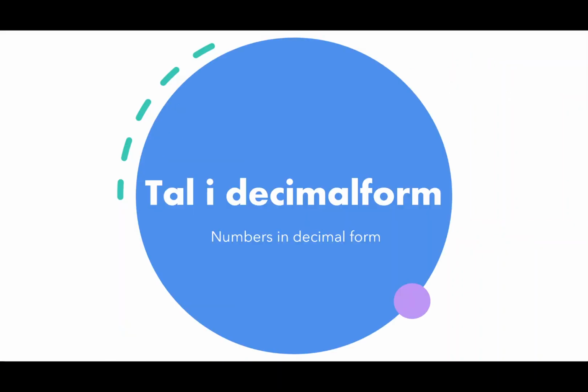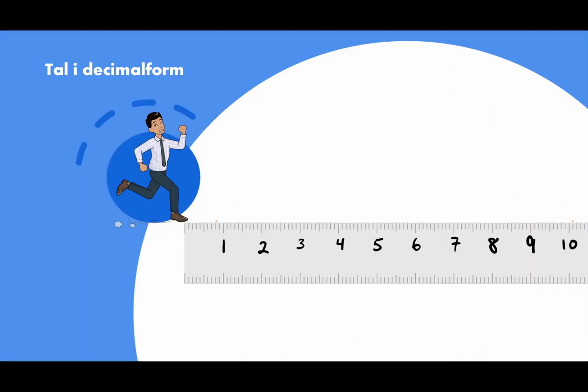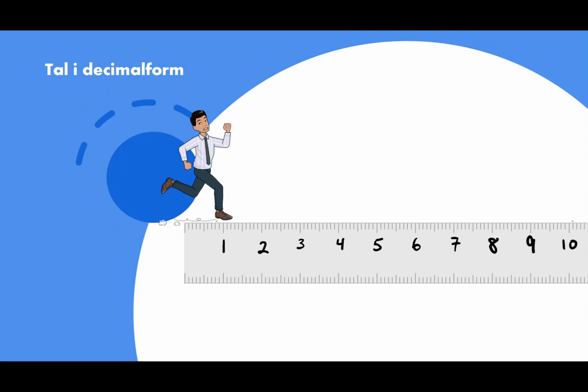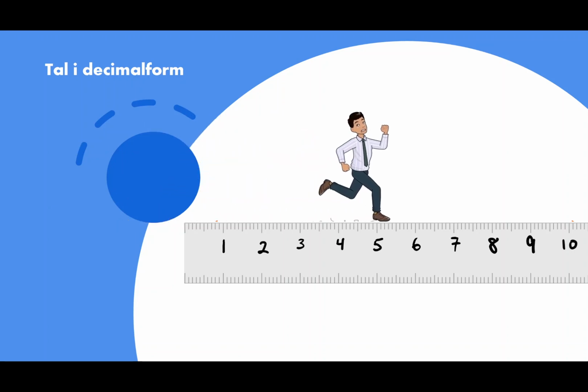Numbers in decimal form. Sometimes we need to find a number that falls between two natural numbers. When we look at this guy here, he just ran between 5 and 6. So it's safe to say our answer for this value is going to be 5 decimal something. At this point, you need to count within the number and see how many steps he's gone past.